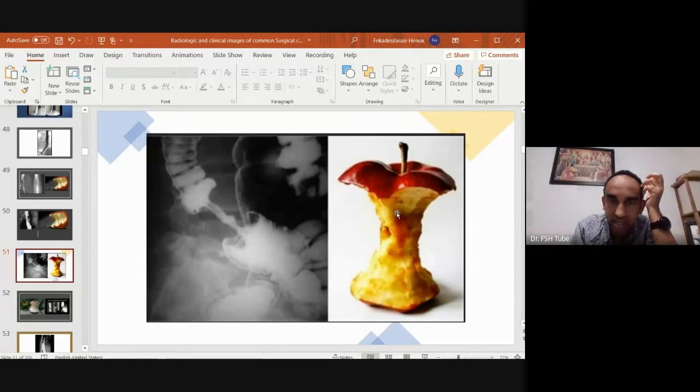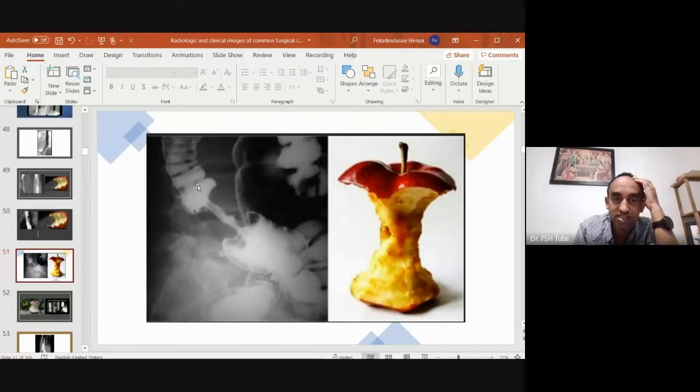So the contrast is trickling down the center. Mass is growing here, mass is growing here. There is mucosal irregularity here. Filling defect here, filling defect here. There is shouldering. You see this shoulder, shoulder, shoulder, neck, torso. There is shouldering and mucosal irregularity. Only the center is spared. Bilateral filling defects. Typical apple core appearance.